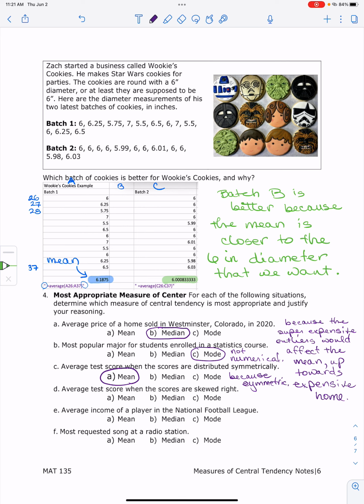Average test scores, when the scores are skewed right, we're going to use the median. Okay? Skewed right means I have a few high-end scores that would pull the mean up.